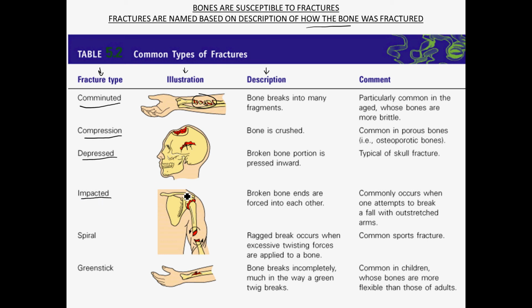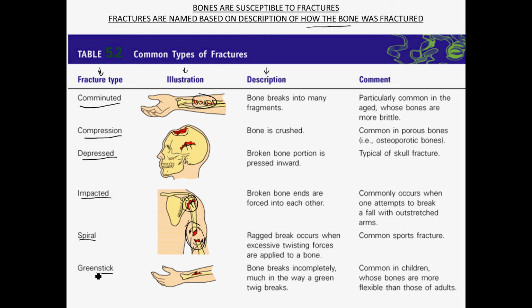Impacted fractures occur here where the diaphysis and the epiphysis come together, so that epiphyseal line maybe is weaker and the diaphysis of the bone is driven into the epiphysis of the bone in that direction. So the bone ends are forced into one another there. A spiral fracture is just what it sounds like. You had some sort of twisting motion, and generally you see this in the diaphysis of the bone there.